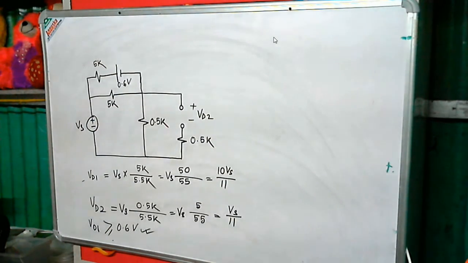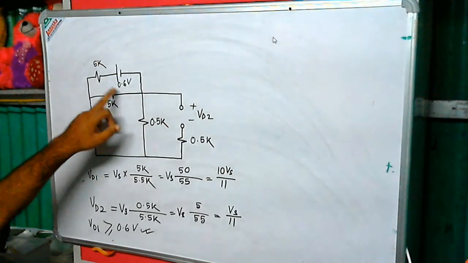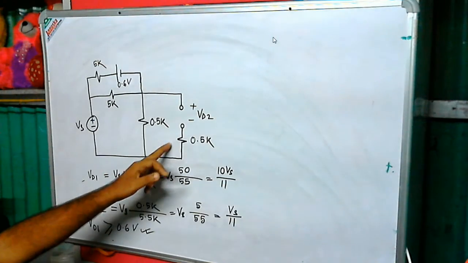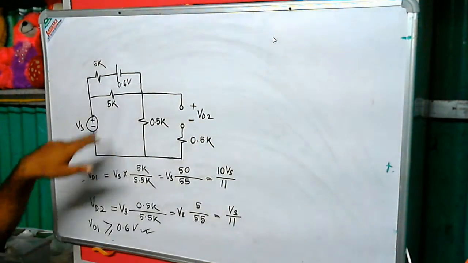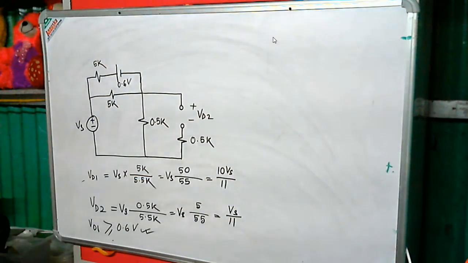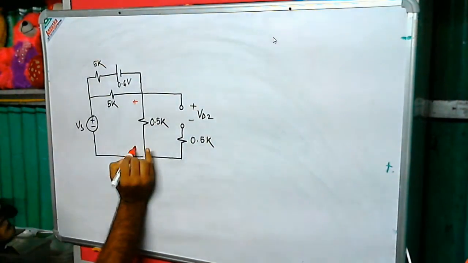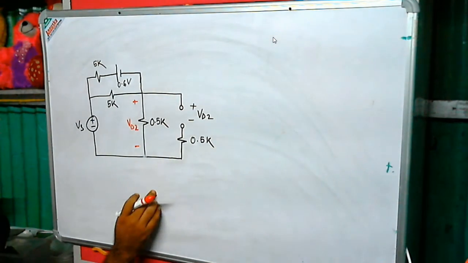So we have to apply the condition for VD2 now. You can see as we have replaced diode D1 by a 0.6 volt voltage source, now this particular voltage VD2 is no longer Vs by 11. You have to recalculate this VD2. You can see this voltage is basically your VD2 because current through 0.5k is 0.